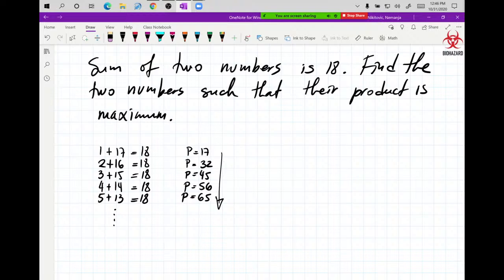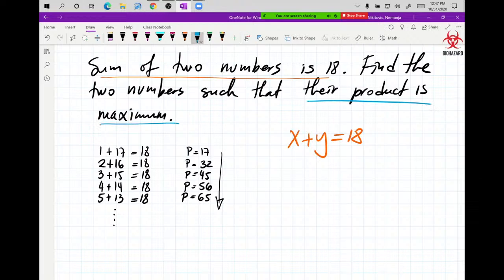The sum of two numbers is 18. Well, that should be common sense. I don't really think that I need to discuss this, right? But then, find the two numbers such that their product is maximum. So the product of the same numbers needs to be max. And guys, you are done with your modeling.